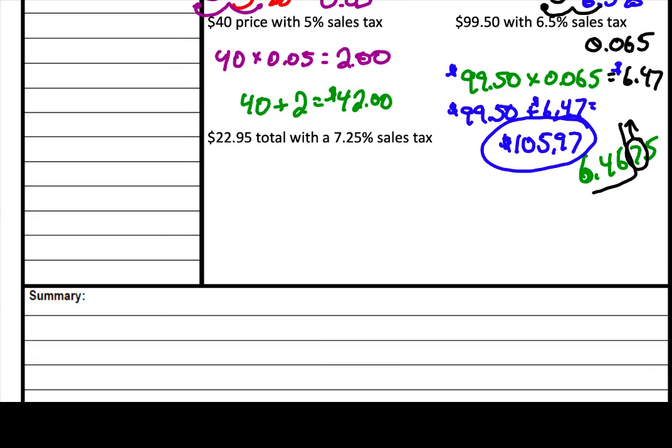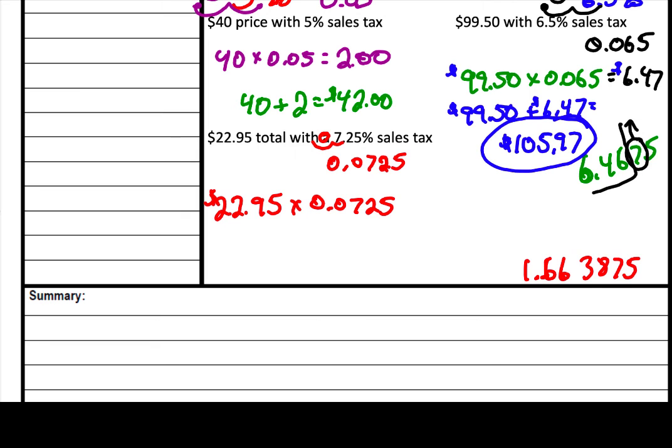So let's do the last one. $22.95 times 7.25%, which is 0.0725 as a decimal, because we moved it over 2 spots and I had to add in that 0. So $22.95 times 0.0725. And yes, you need to be writing down the steps, not just the price or just the answer you got. And I get 1.663875.